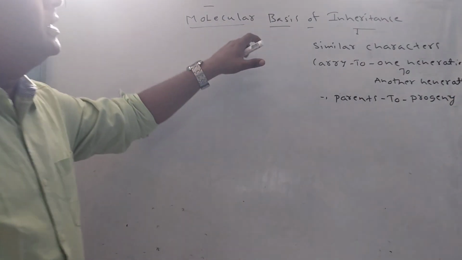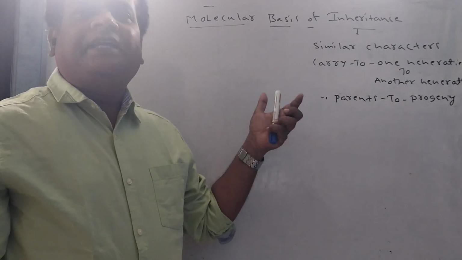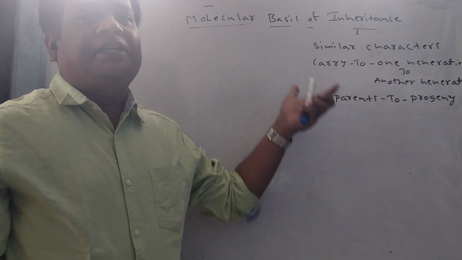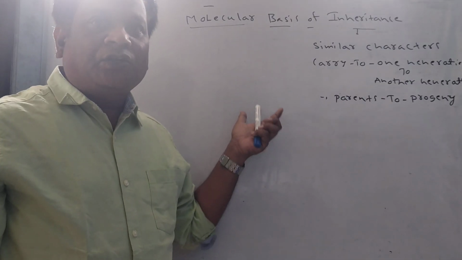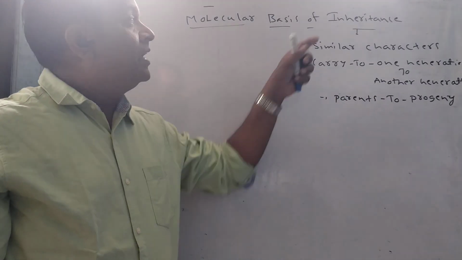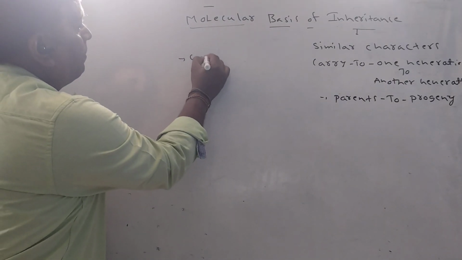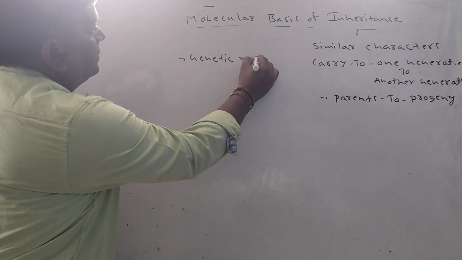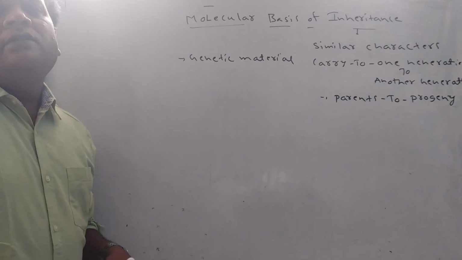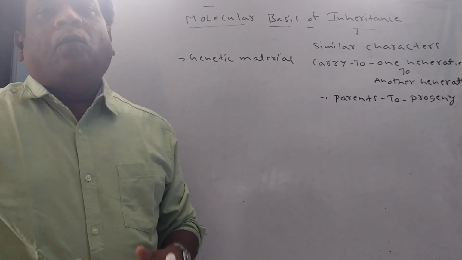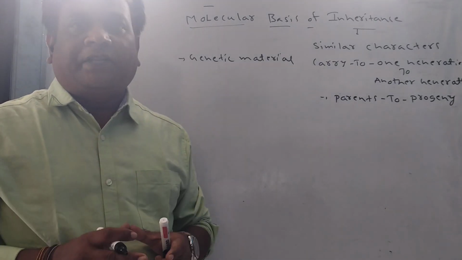Right? Here, what is the reason for inheritance? We discussed that the genetic material is transferred from one generation to another generation. Means the genetic material carries the characters from one generation to another. Inheritance is carried through the genetic material. In this lesson, we are discussing what the genetic material is, what the structure of the genetic material is, and what the functions of the genetic material are.